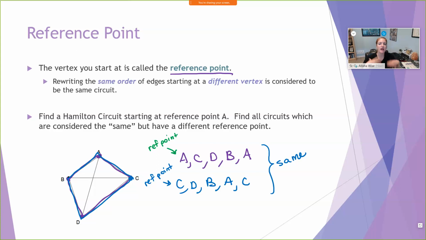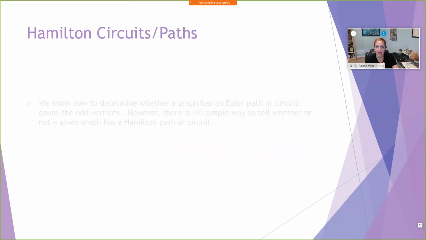Okay. So why do we care if we've got different Hamilton circuits or the same? Well, that's going to come into play because we're going to have to figure out all the different Hamilton circuits and be able to count how many Hamilton circuits are in a graph.